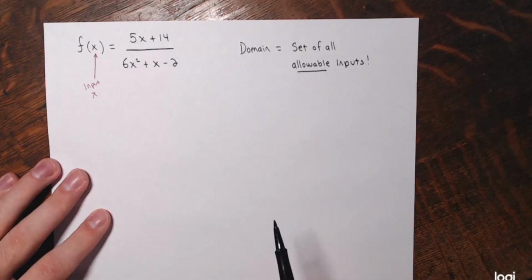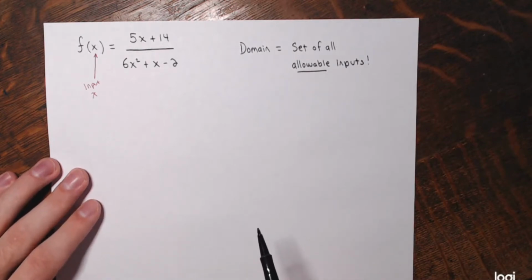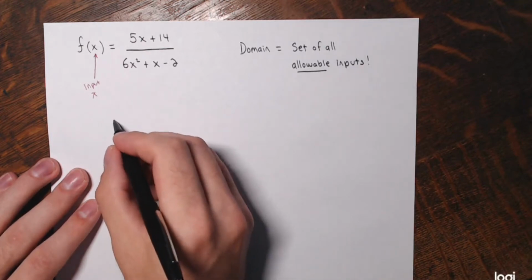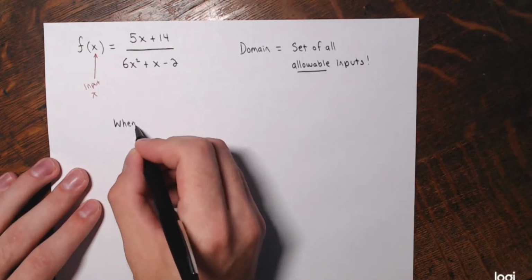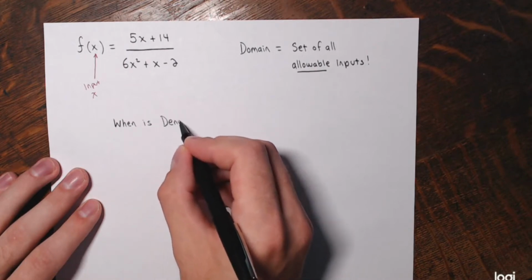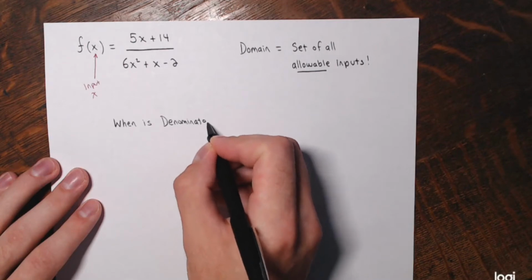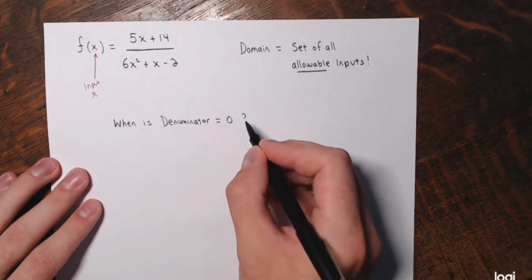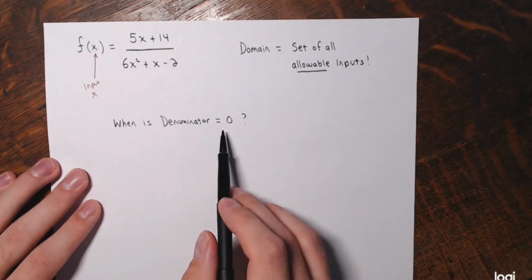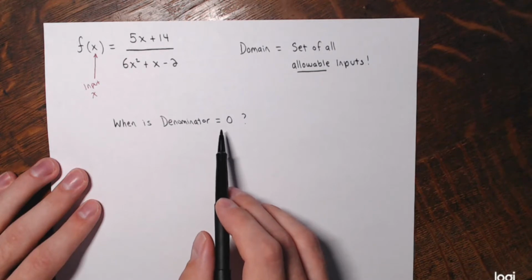All right, so what's not allowed? What's not allowed to be plugged in for x is anything that makes the denominator 0. So you're going to be asking this question: when is the denominator equal to 0? And solve this equation. So I'm really only focusing on the denominator here. The numerator can be any number you want. It's the denominator that can't be 0, right? You can't divide by 0. That's an undefined operation.